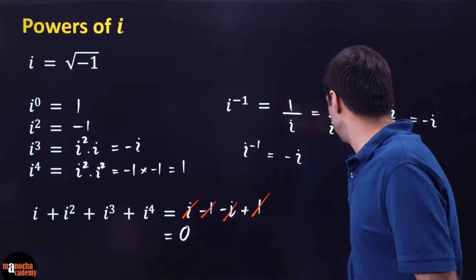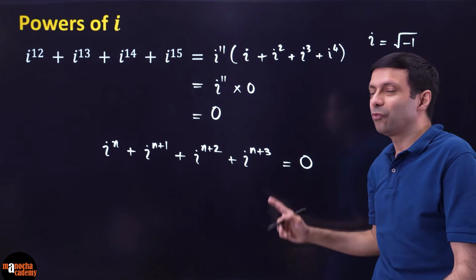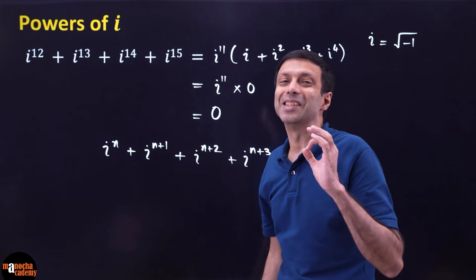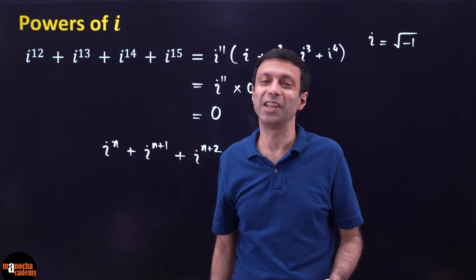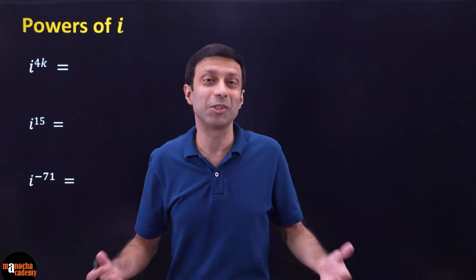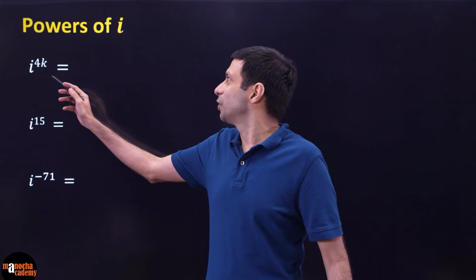And that is why in this question, as we saw, if you take four consecutive powers of i, they will sum up to 0. So a very, very interesting result we saw from this question. Powers of iota is pretty interesting. So let's try some more questions here. So here's another question for you.